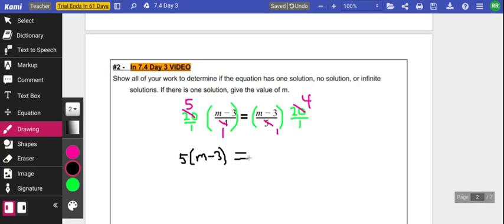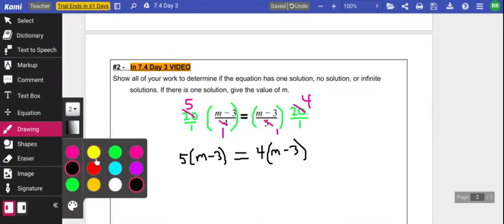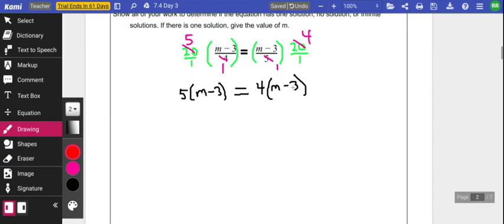Bring my equal sign down. On this side, I have 4 times m minus 3. That's in my numerator. In the denominator, I have 1 times 1, which is 1. So again, I don't need to write it. So now I'm going to go through and distribute the 5 on the left side and distribute the 4 on the right side. So 5 times m is 5m. 5 times negative 3, negative 15. Bring my equal sign down. On the right side, 4 times m is 4m. And 4 times negative 3 is negative 12.